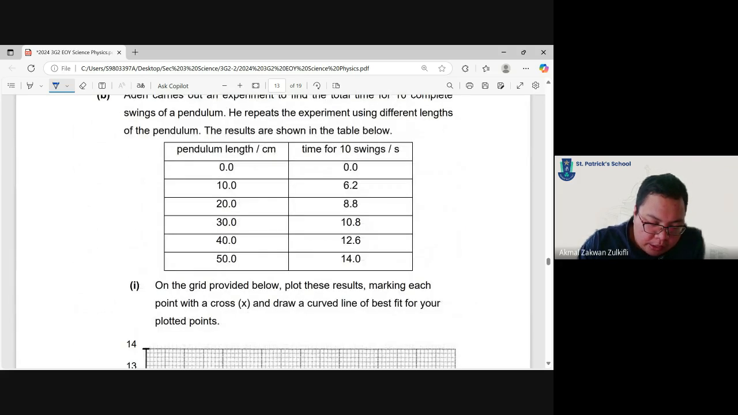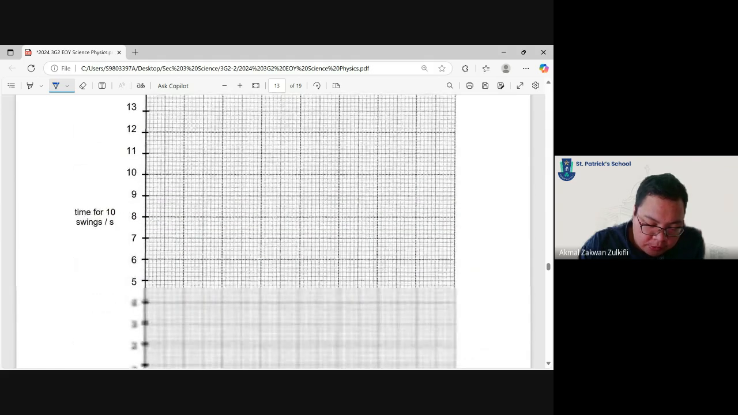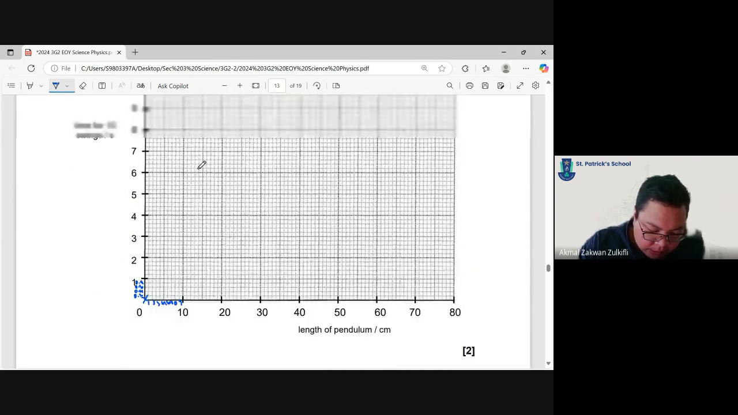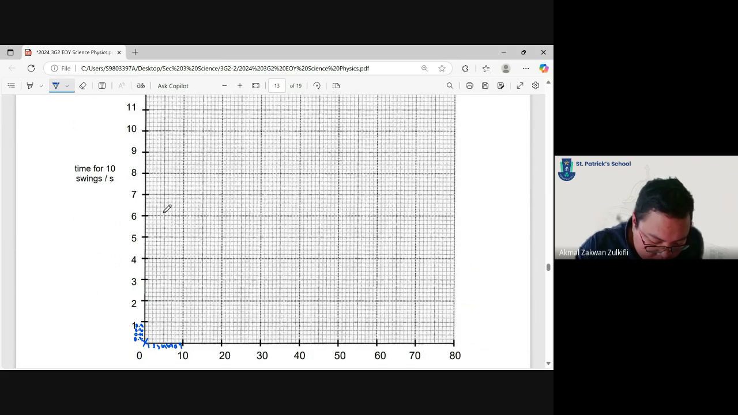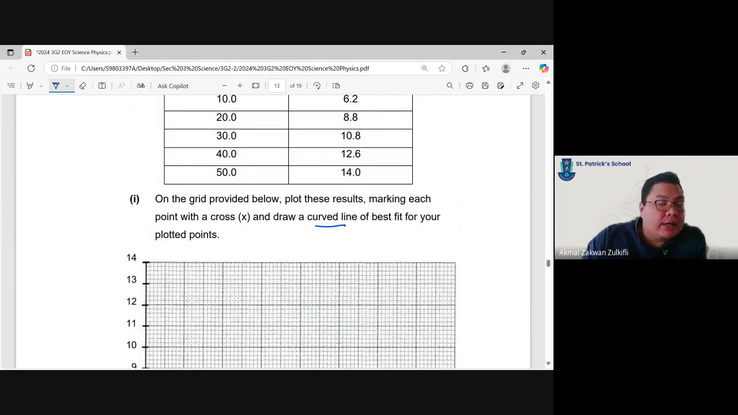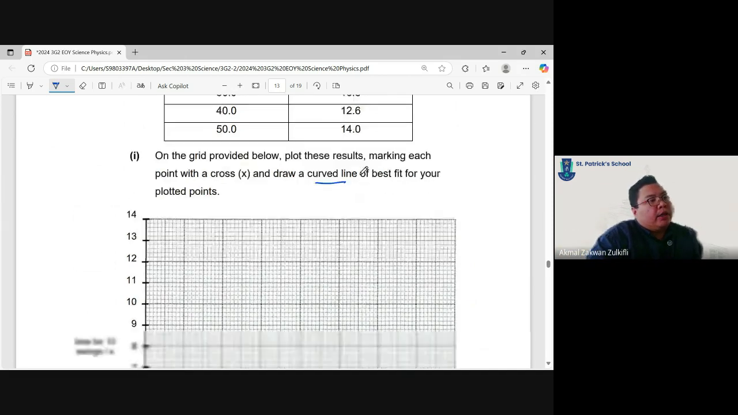Then after that, 10, 6.2. So 10 is here, and 6.2 is here, at 0.2 intervals. So 10, 6.2. Then you do the rest. They already hint to you that it's a curved line, so you just go and draw a curve. That's it. You can do it a bit freehand, but it should be relatively smooth. Make sure that you can do the plotting.